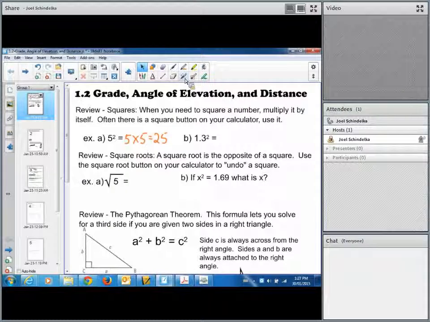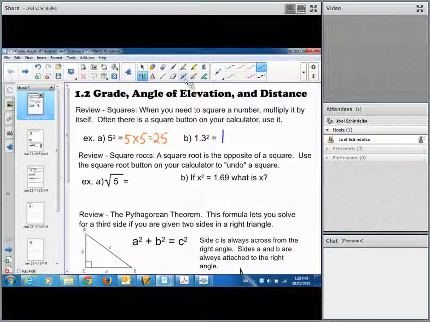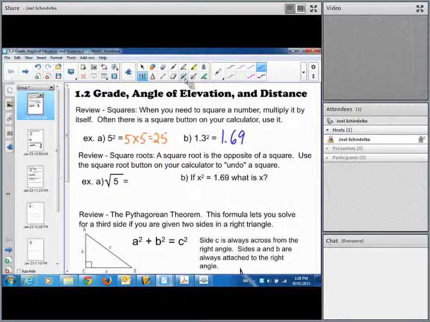1.3 squared is, get it down and you tell me. Okay, what's that? 1.69. Okay, now this one here. I made a little mistake here, but the square root of 5.